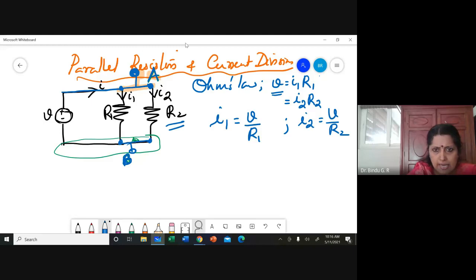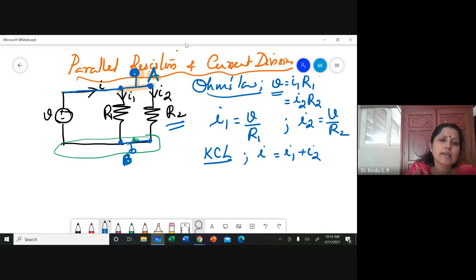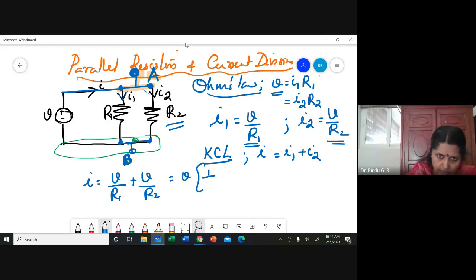Now, by applying KCL at node A, I know I is equal to I1 plus I2. I have one current I coming into the node, with I1 and I2 going out of the node. So substituting, instead of I1 I will put V by R1, and instead of I2 I will put V by R2. I is equal to V by R1 plus V by R2, which is equal to V into 1 by R1 plus 1 by R2, or V by R equivalent, or R effective.